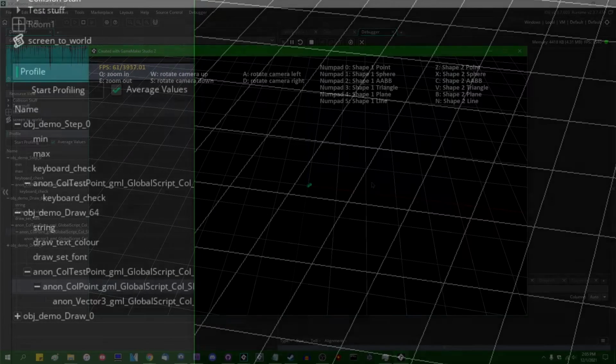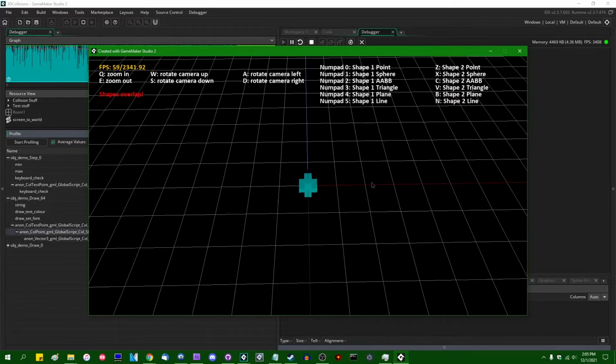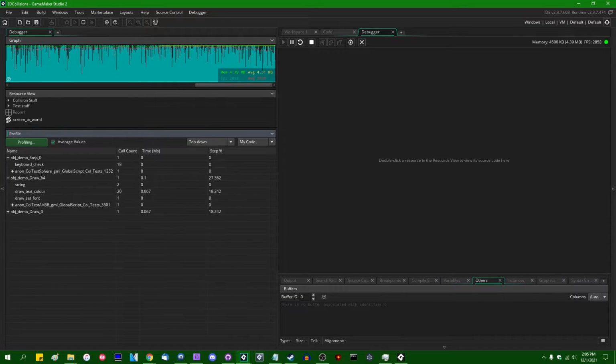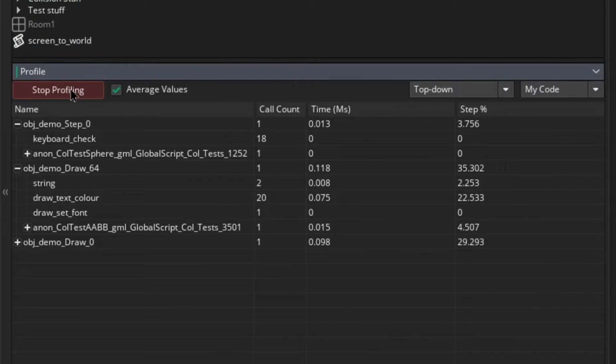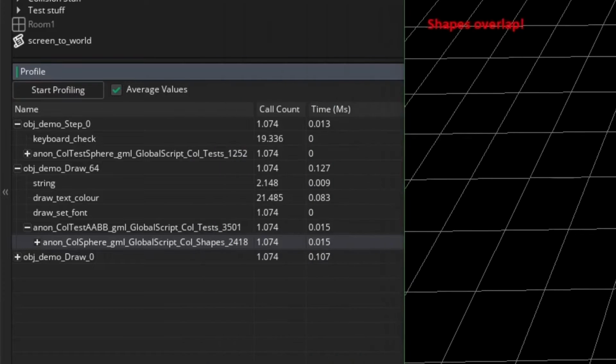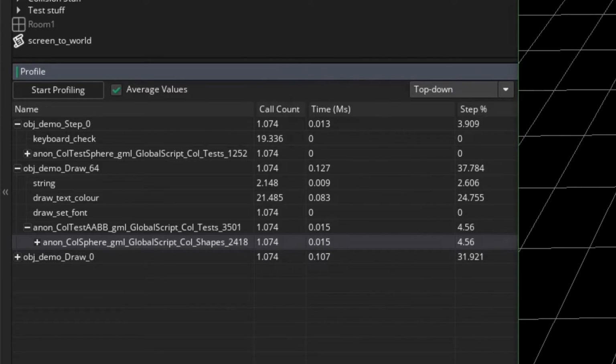If I were to instead check, for example, maybe a sphere versus an AABB. Let's see, so that's an AABB and an AABB. I was thinking a sphere and an AABB, like this. And if I were to run the profiler on this instead, and I'm going to let that go for a couple of seconds, this is taking 15 microseconds, which is a little bit more time than point and point, but AABB and sphere, it's still pretty fast.